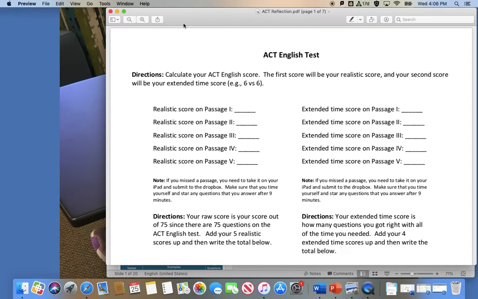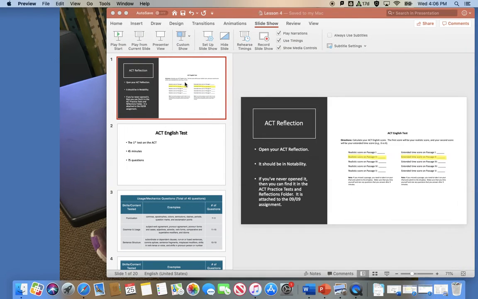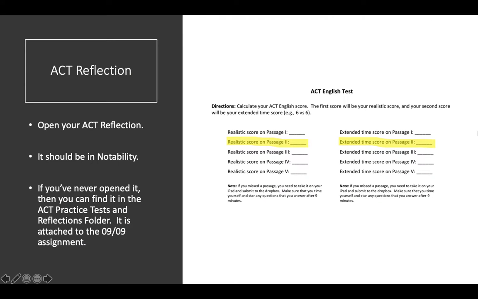Alright guys, so hopefully this document that I have pulled up looks really familiar. Hopefully you've seen it before. I want you to go ahead and open it up. It should already be in your Notability, but if you've never opened it, then you can find it in the ACT Practice Tests and Reflections folder, and it's attached to the 0909 assignment.